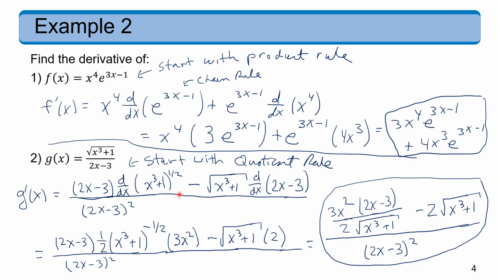Same with the quotient rule. I wrote out bottom times derivative of the top, minus top times derivative of the bottom. You could skip that and just go ahead and compute those derivatives and put them in. You could leave out this entire step.